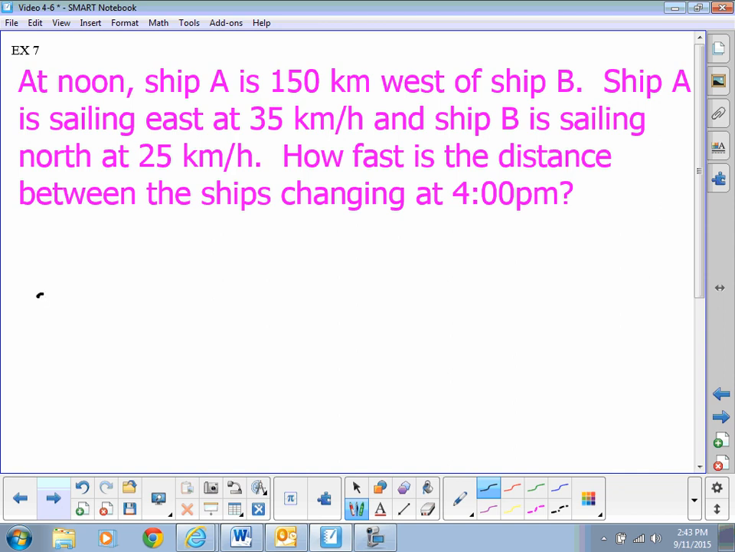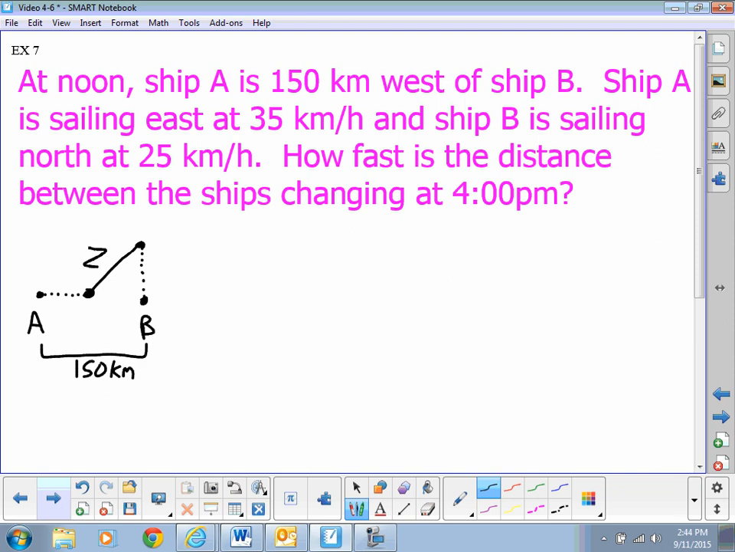So let's say we've got ship A, which is starting out here, ship B, which is starting out here. So therefore, we know that this distance is 150 kilometers. And we know A is going in this direction. We know B is going in this direction. So let's say hypothetically this is the spot where ship A is going to be at 4 o'clock. And this hypothetically is where ship B is going to be at 4 o'clock. The thing we're looking for is that distance between them.